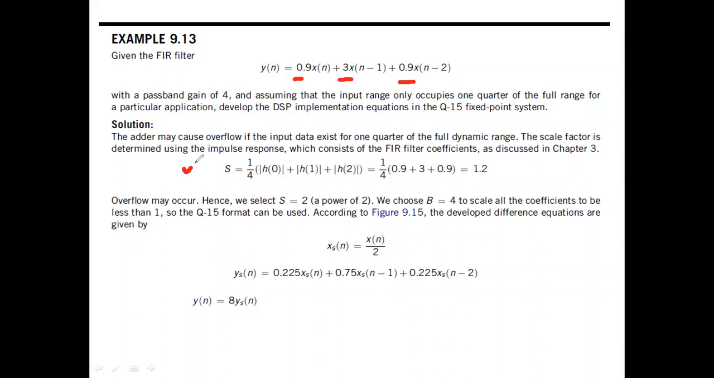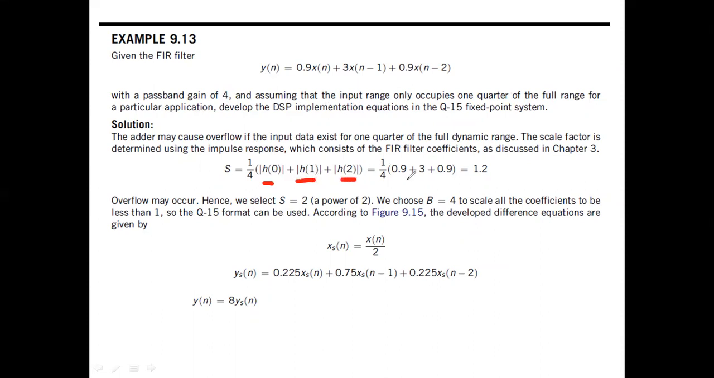So here first the scaling factor. And there is one more thing: the input only occupies 1/4 of the full range for a particular application. So they said that for a passband gain of 4, the input range occupies 1/4 of the full range. So that is where this 1/4 factor Imax comes in. Then afterwards this is the formula for the impulse responses.